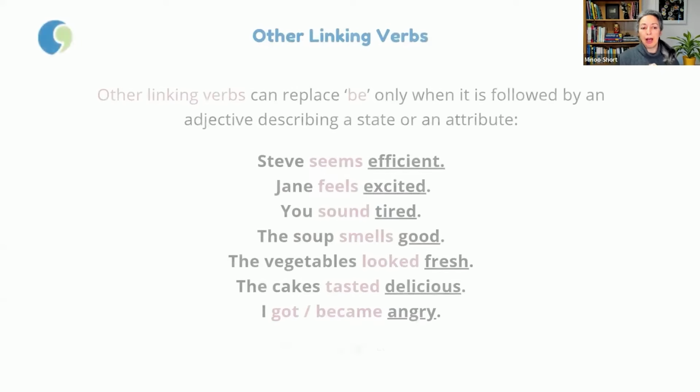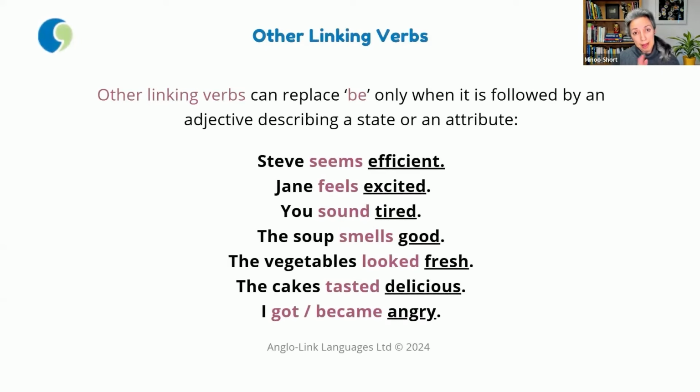Because if we look at other linking verbs, they can replace be, but only when be is followed by an adjective describing a state or an attribute. So a very narrow use of the verb be. For example, Steve seems efficient. Jane feels excited. These are the other linking verbs: seem, feel, sound. You sound tired. Smell. The soup smells good. The vegetables looked fresh. The cakes tasted delicious.